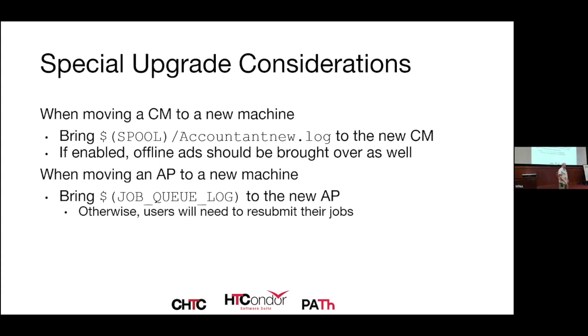If you upgrade an AP or a CM, central manager, maybe you have new hardware and this is going to a new machine. There's an accountant file that you should bring along with you, and that keeps fair share and things like that. If you move an AP to a new machine, you'd like to bring the job queue log to the new AP so users don't have to resubmit their jobs.